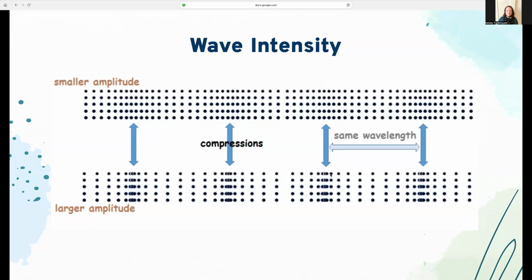And these have the same wavelength, because wavelength, remember, is peak to peak, or any two of the same parts of the wave repeating. So the wavelengths are the same, but obviously this is a much smaller amplitude than this one because it's barely disrupting, barely sending a wave through these particles. Whereas here, it's very clearly sending a wave through the particles. So if this was sound, this one down here would be much louder than the one up top.